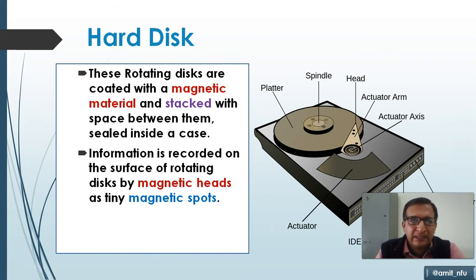Now we'll see how it actually works. These disks, stacked around a spindle, are coated with magnetic material, and information is recorded on them in the form of magnetic spots, which can be read by the magnetic heads. The actuator arm controls the magnetic heads, and these platters continuously spin around the spindle. And here are the power connector and the jumper and ID connector.